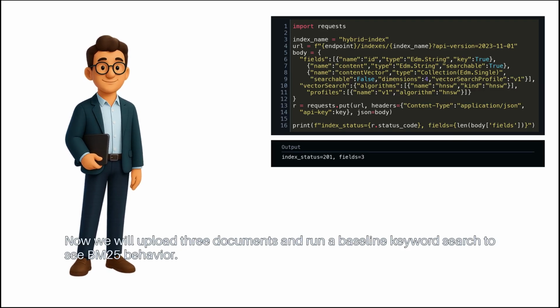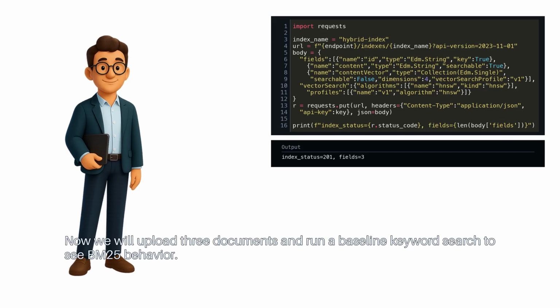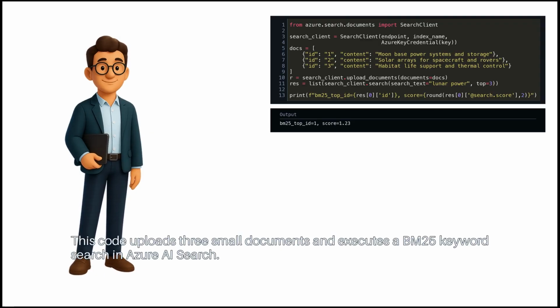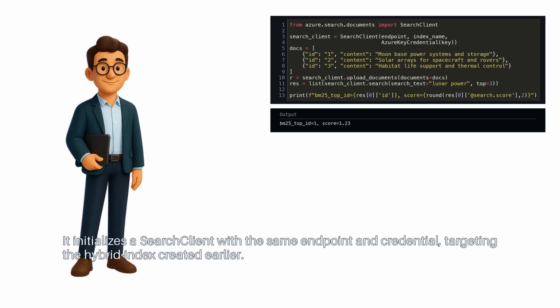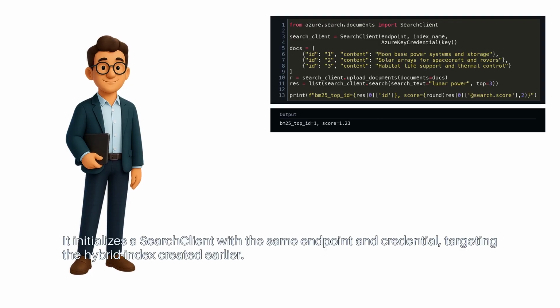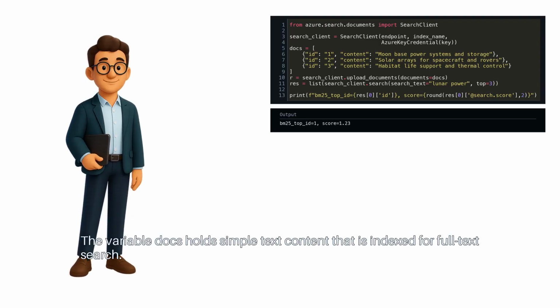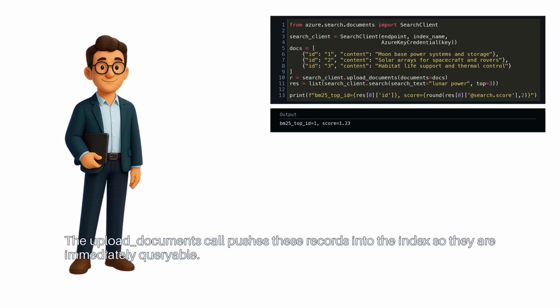Now we will upload 3 documents and run a baseline keyword search to see BM25 behavior. This code uploads 3 small documents and executes a BM25 keyword search in Azure AI Search. It initializes a SearchClient with the same endpoint and credential, targeting the hybrid index created earlier. The variable docs holds simple text content that is indexed for full text search. The upload documents call pushes these records into the index, so they are immediately queryable.